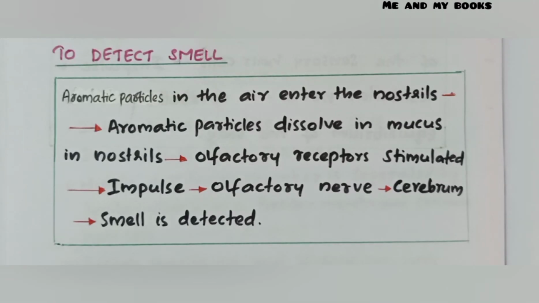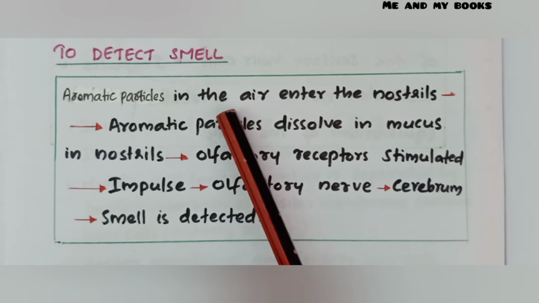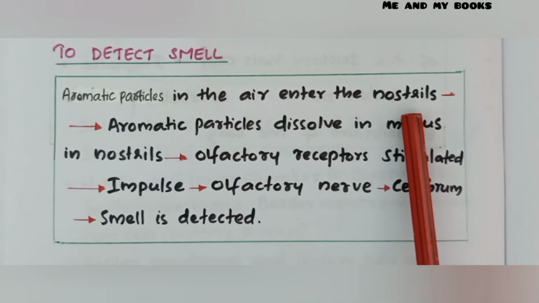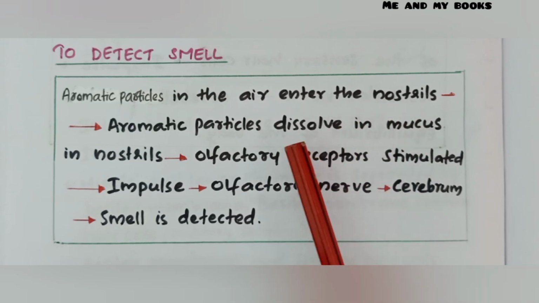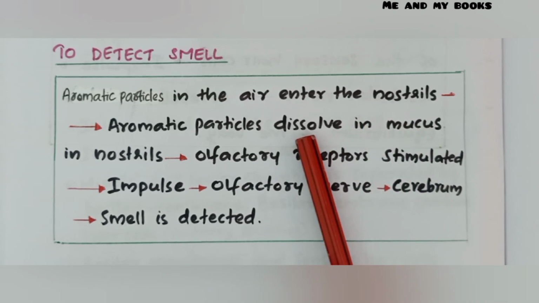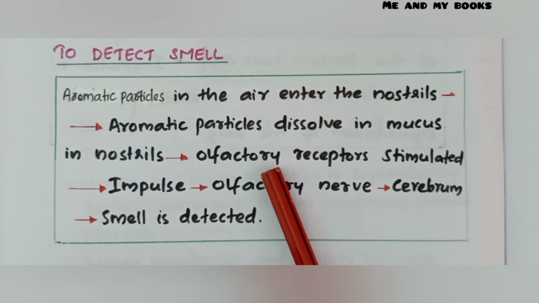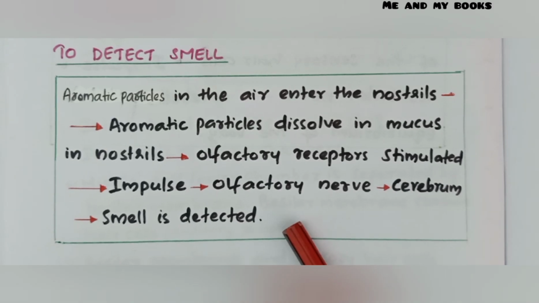Next sense organ is nose, which helps us to detect smell. Aromatic particles in the air enter the nostril. Aromatic particles dissolve in mucus which is seen inside the nostril. As a result, olfactory receptors are stimulated. Impulse is formed. Olfactory nerve carries it to cerebrum, so smell is detected.